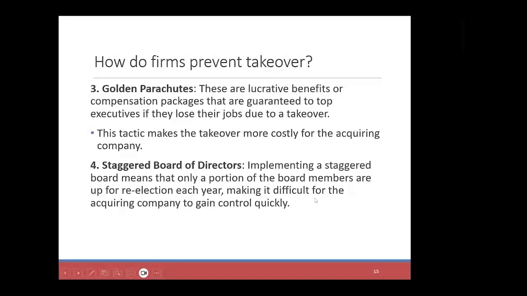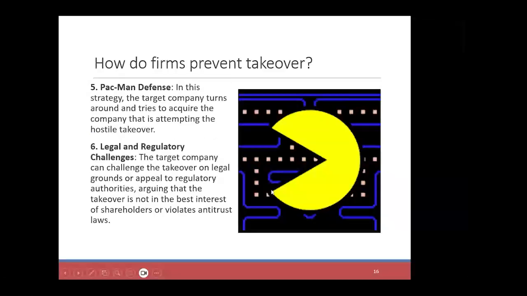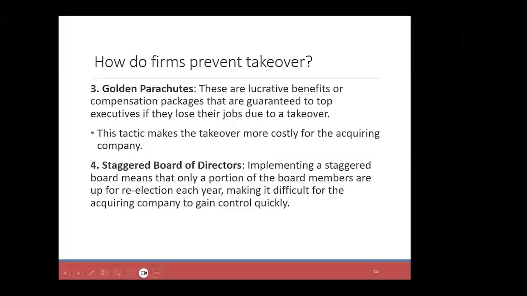And similarly, you can also write down in the company constitution that there would be a staggered board of directors. That is, every year, only a few positions would be available for new people. So they would not be able to change the board of directors that easily, which would mean that they would not get the desired amount of control in the acquired firm.